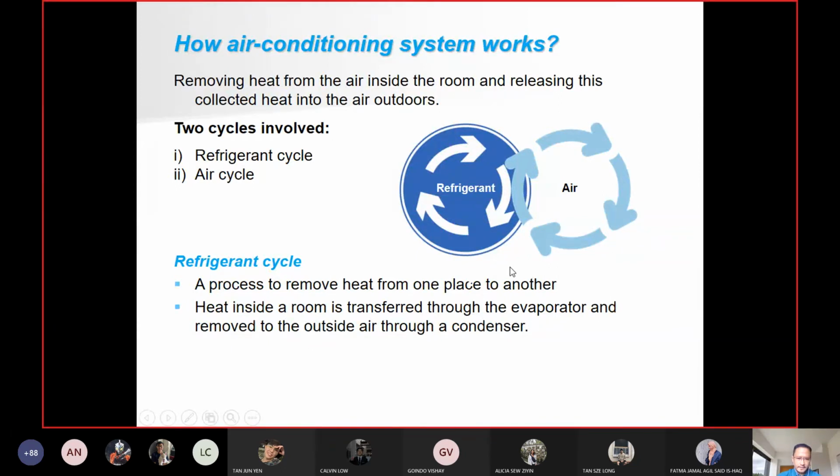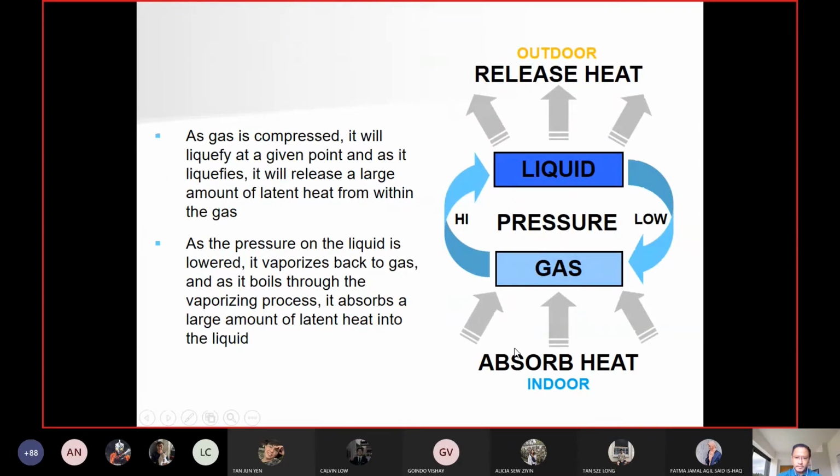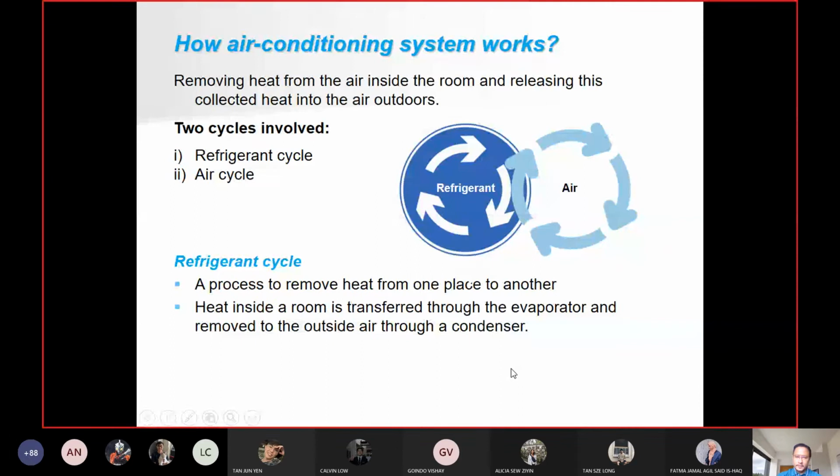So the first one is the refrigerant cycle, a process to remove heat from one place to another. Heat inside a room is transferred through the evaporator, which is one component of the refrigerant cycle, and removed to the outside air through a condenser. So this is another component. You just need to remember this, evaporator and condenser. Evaporator basically absorbs heat, and condenser basically releases heat.